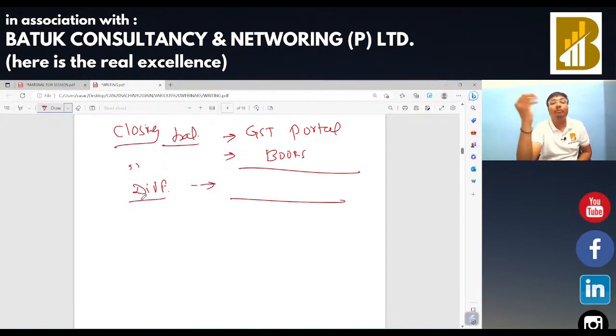किसी पे उसने पे नहीं किया वो एक अलग पॉइंट है, but the input and output is okay if there is no difference between the closing balance of input tax credit on the GSTN portal and on the books of accounts. Okay, and if you find any differences, in that case you need to demand the reconciliation.